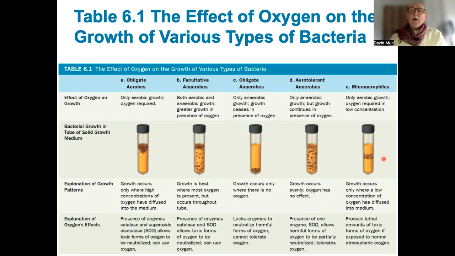The last group are called the microaerophiles. The microaerophiles need a very low concentration of oxygen. They grow best where there's a very small concentration of oxygen. Their growth is actually aerobic, but it is extremely slow and does not proceed well in high oxygen levels or in the total absence. And actually, the reason for that is they have very low resistance to toxic forms of oxygen, but they are able to tolerate a certain amount.